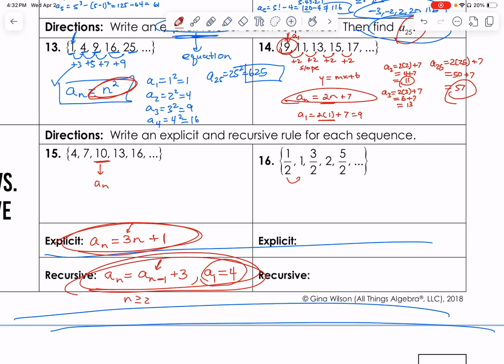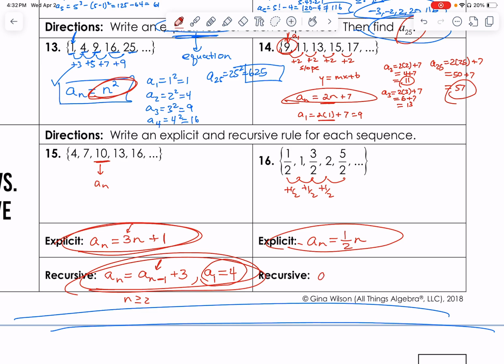Let's see, what is this one doing? That one's going up by half every time. So same kind of thing. My explicit rule would be a sub n is equal to 1/2 n. Now if I plug in 1, is that going to give me the first term? 1/2 times 1 is 1/2. Oh, so I don't need anything here. It's like plus 0. So my explicit is just 1/2 n.